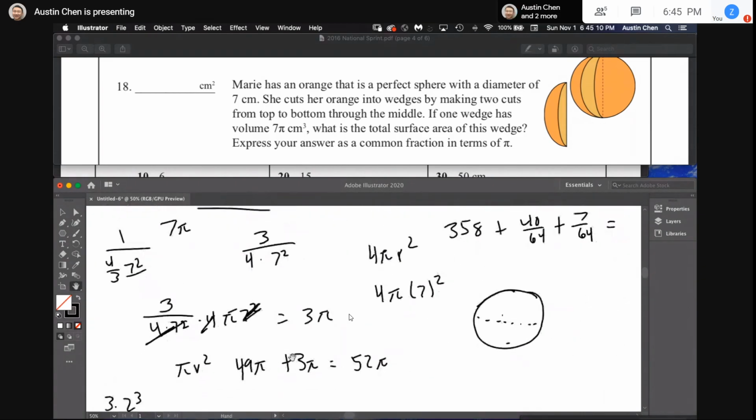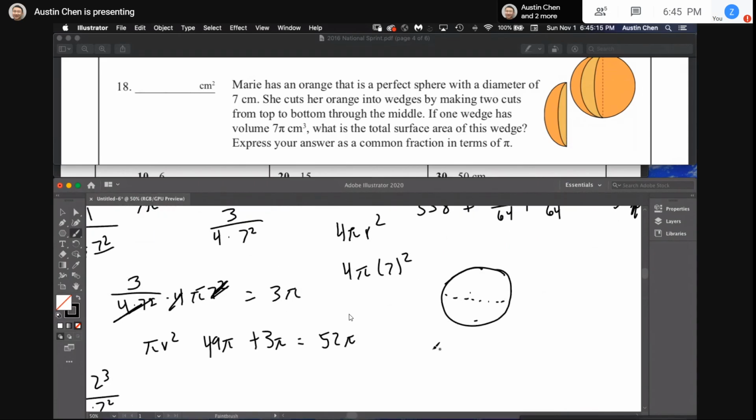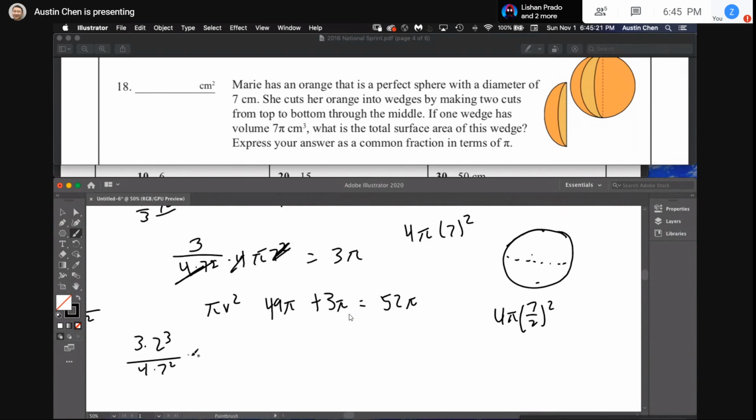And then what's our total surface area of the sphere? Well, it's actually going to be 4 pi times 7 halves squared, right? And then we're going to multiply it by this ratio to get what the peel surface area is.